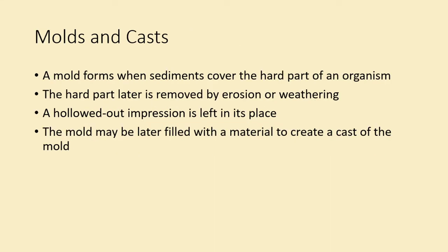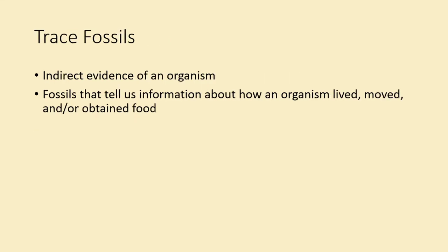So, molds and casts. This one's probably the most self-explanatory to you. You have a mold, you build a cast out of it. A mold forms when sediment covers a hard part of an organism. That hard part is later removed via erosion, weathering, whatever, so it leaves you with a hollow impression. That impression can later be filled with material and create a cast of the mold. And then our last little bit is what's called a trace fossil, which is essentially indirect evidence of an organism. This could be anything that tells us information about how the organism lived, moved, and or attained food.